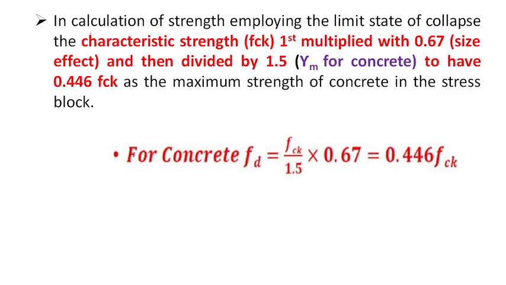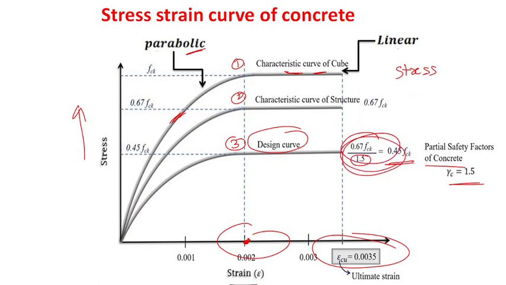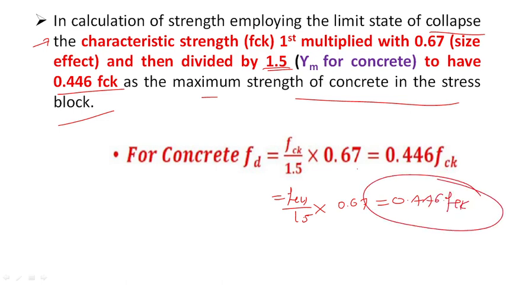Now, in calculation of strength employing the limit state of collapse, the characteristic strength is first multiplied by 0.67 and then divided by 1.5 to have 0.446 as the maximum strength of the concrete in the stress block. Again, these points I have explained here. So for the concrete, FCK divided by 1.5 into 0.67, then you will get 0.446 FCK. This value should be used for the design purpose. Very important one.